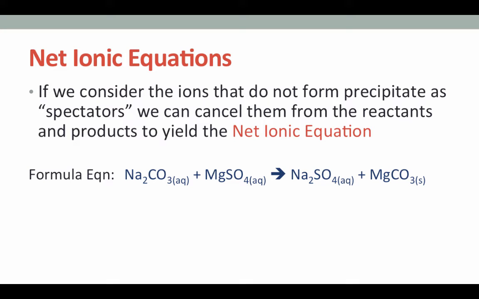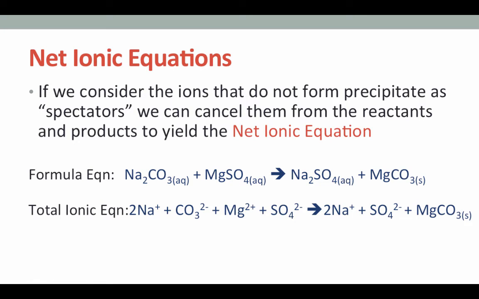So the formula equation for the reaction we just looked at will be written as follows: aqueous sodium carbonate plus aqueous magnesium sulfate would form aqueous sodium sulfate and solid magnesium carbonate. The total ionic equation is what we were looking at previously, where we see all the ions of the reactants. The ions of the reactants that do not participate in the reaction are still ions, and then the product that is formed, since it is no longer in its ionic form, it's a solid, is written as a molecular formula.